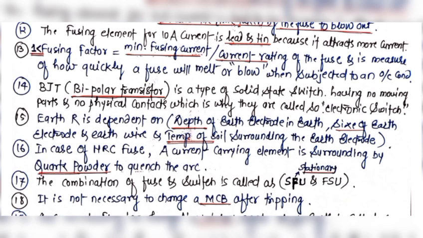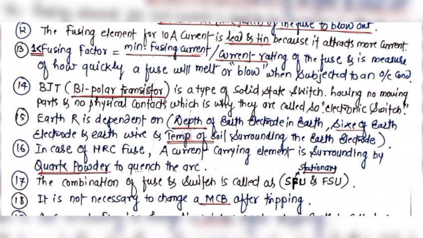BJT, bipolar junction transistor, is a type of solid state switch having no moving parts and no physical contacts, which is why it is called an electronic switch. Earth resistance is dependent on the depth of the earth electrode in the earth, the size of the earth electrode and earth wire, and the temperature of the soil surrounding the earth electrode.